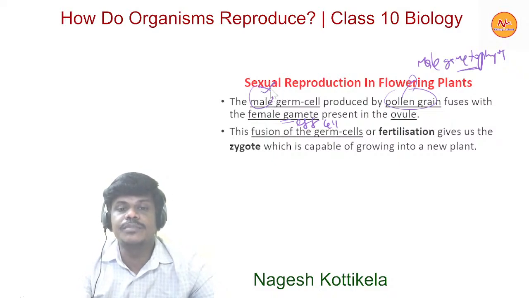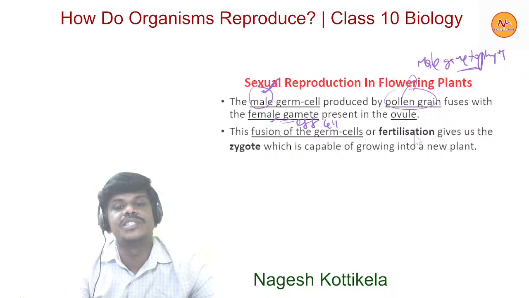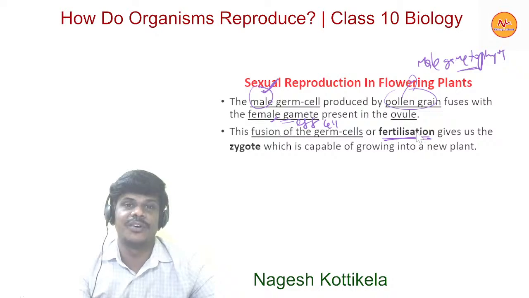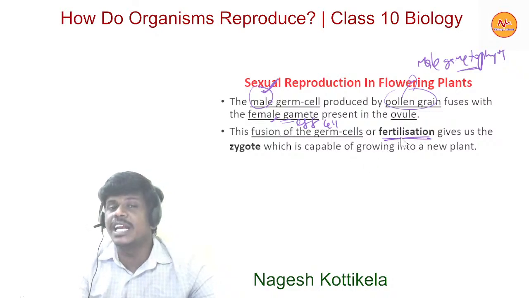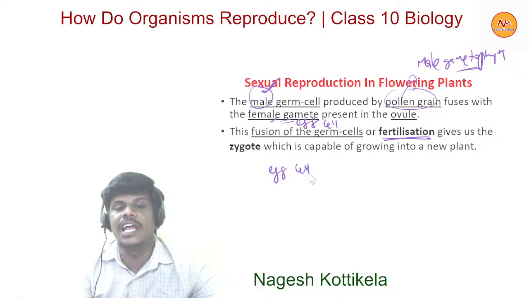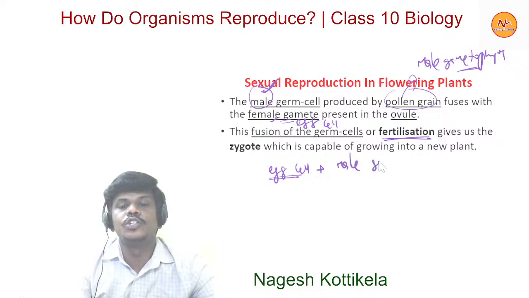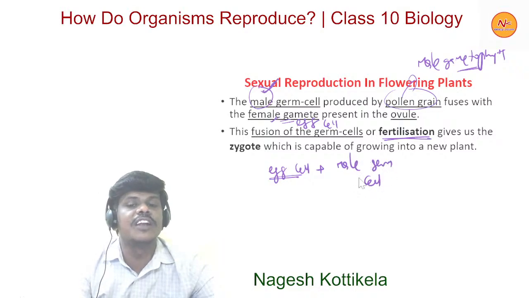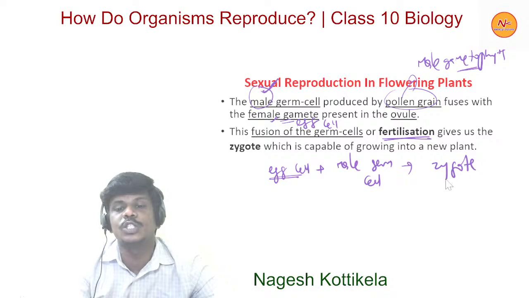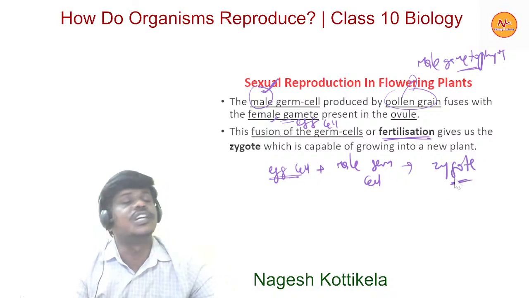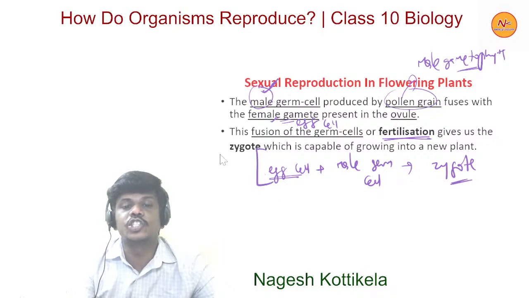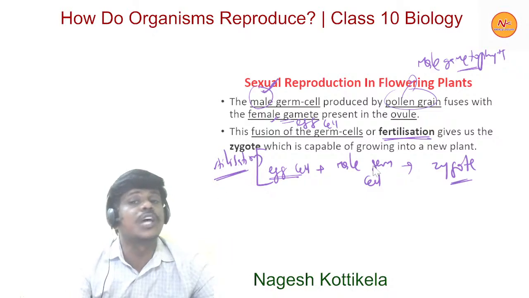So the male germ cell and the female germ cell fuse with each other. The fusion of germ cells is called fertilization, the fusion of male gamete with female gamete. Here the egg cell is the female gamete. It fuses with the male germ cell. That is what we call the fertilization process, and it results in the formation of zygote. This is how the zygote is formed. It is nothing but the fusion of gametes.